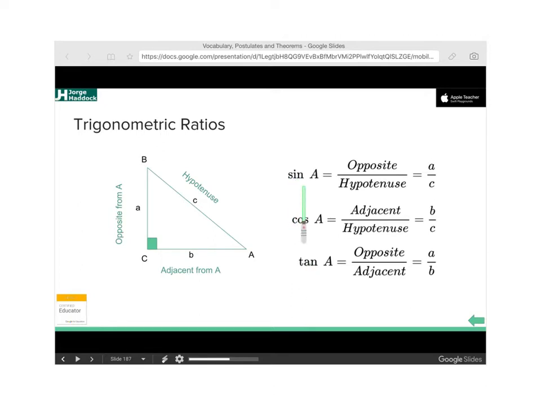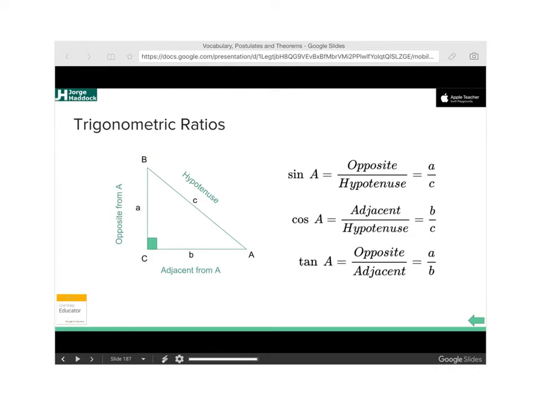So the sine of angle A is going to be the opposite divided by the hypotenuse, so in this case it's A over C. The cosine is adjacent divided by hypotenuse, so B over C. And the tangent is opposite over adjacent, so in this case it's A over B. Those values are going to change if we're working with B.